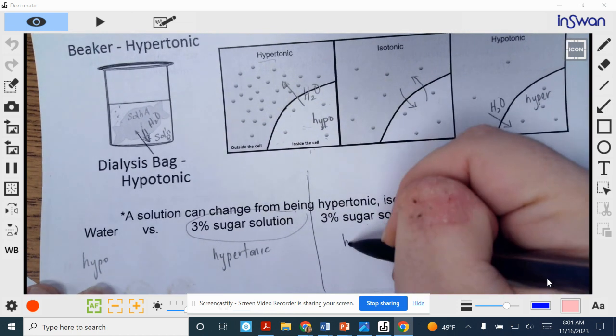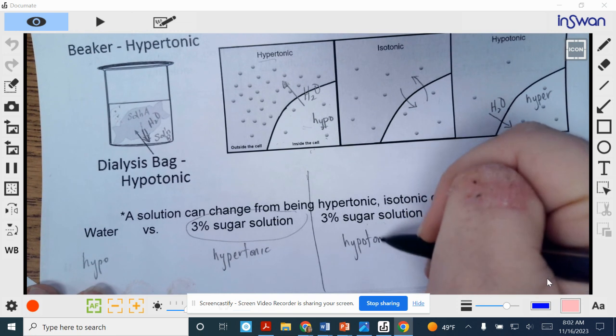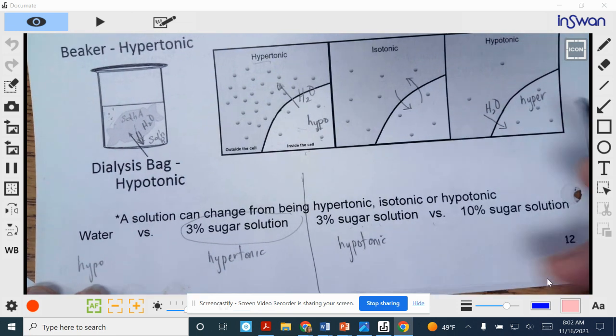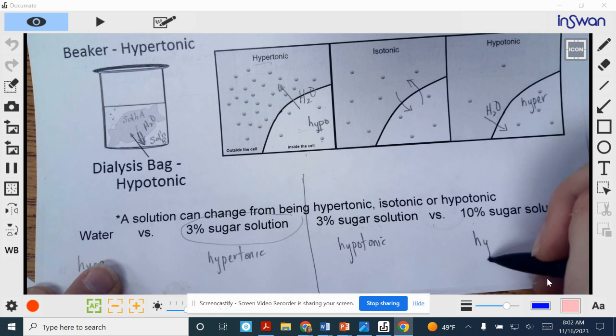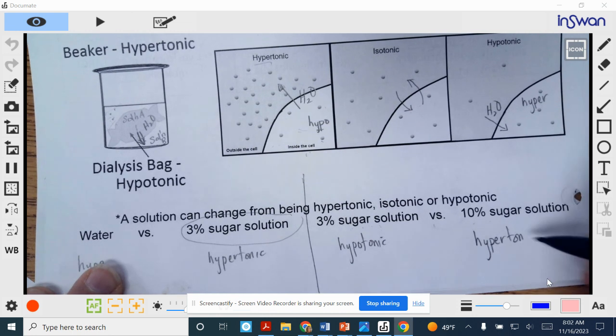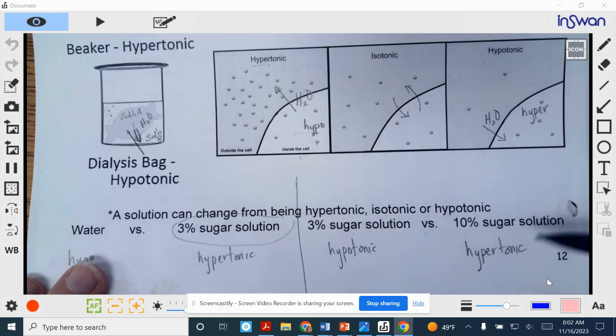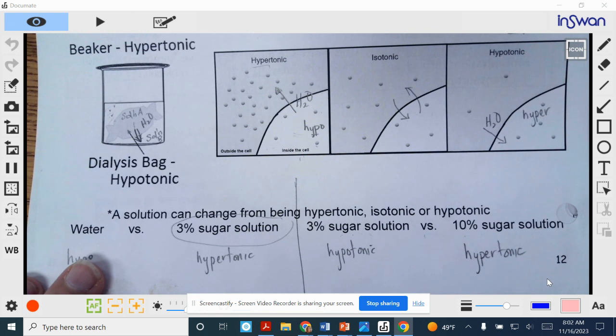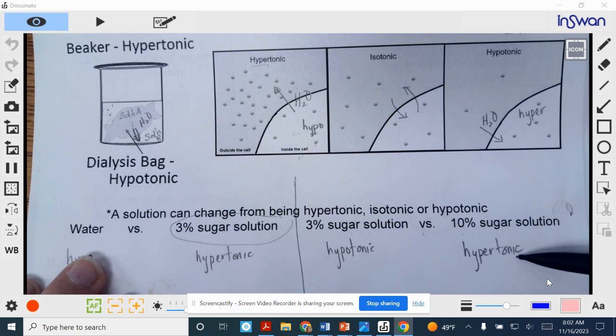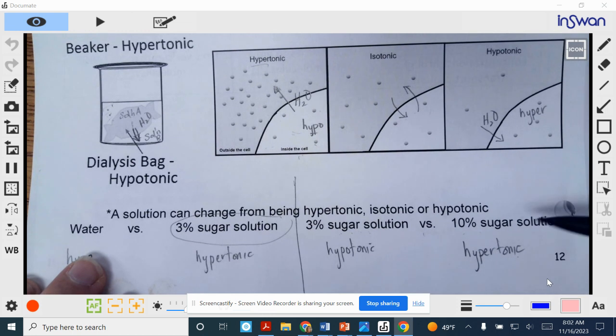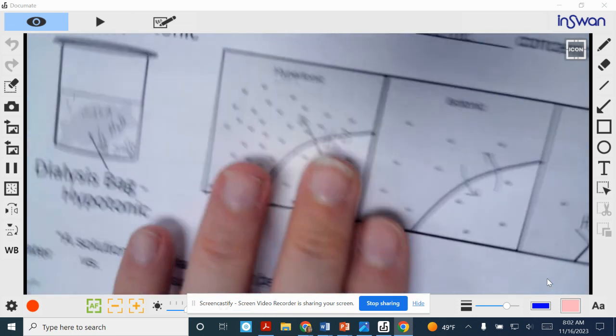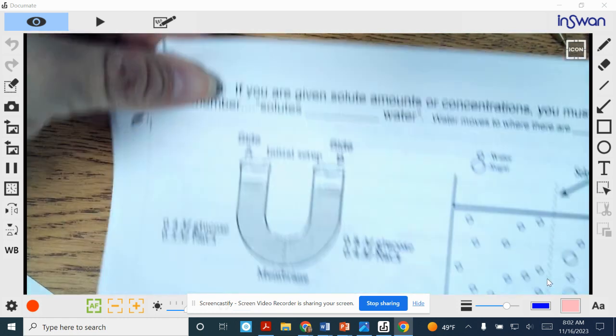Well, now that 3% sugar solution is the hypotonic solution because it has fewer solutes in it than a 10% sugar solution. The 10% solution would be the hyper one, a hypertonic solution. Now, you've probably heard the old wives' tale that if you give kids a bunch of sugar, it's going to make them hyper. That's actually not true, but it is kind of a good way to help you remember that hypertonic is the solution that has more dissolved stuff. So like more sugars, more oxygen, more CO2, that's going to be the hypertonic one. So more solutes, that's going to be the hypertonic solution.